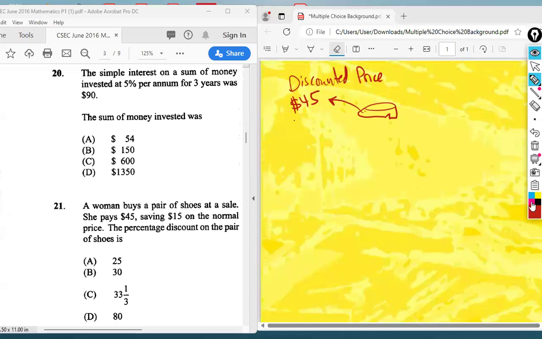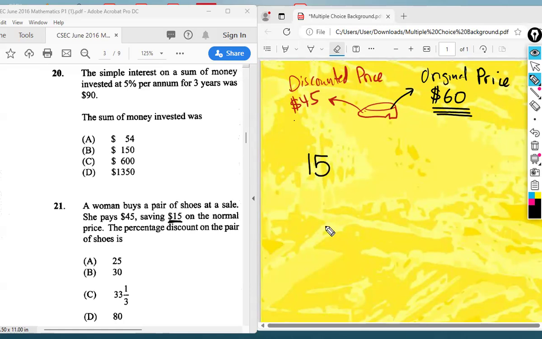Now, obviously, the price was more before, right? Remember, that 45 is after she gets the discount. The original price would be how much? Remember, she saved $15. So if the discounted price is 45, then the original price would be $15 more. So 45 plus the 15 will give us $60. That's the original price.